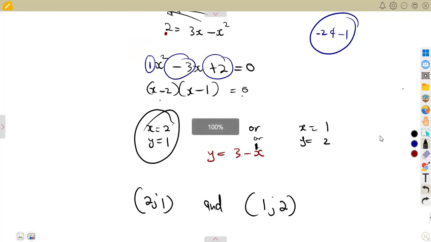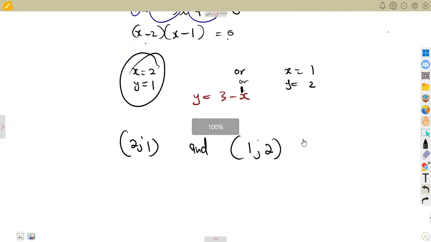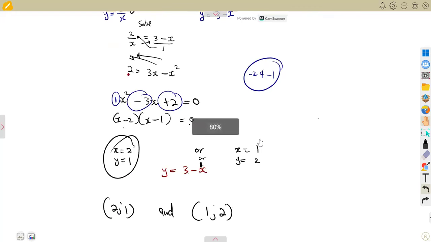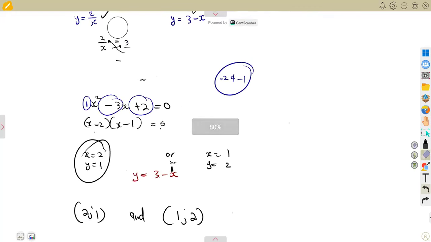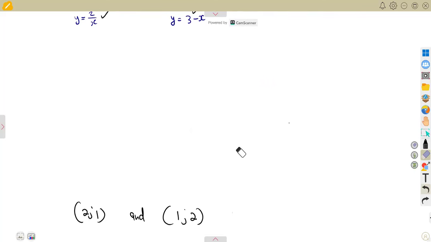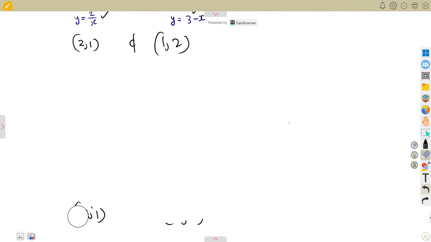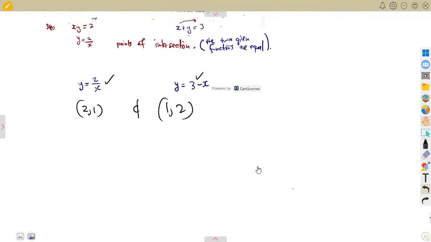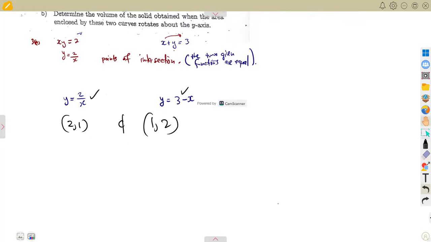So these are the points that we are given at the intersection of the two graphs. Which graphs are you talking about? The graph of, okay, so this one, I think you understand where it came from. Just equate your graphs, this and that. So at the point of intersection, we've got (2, 1) and (1, 2). These are the points of intersection. All right. Let us now take these points of intersection to sketch our graphs.